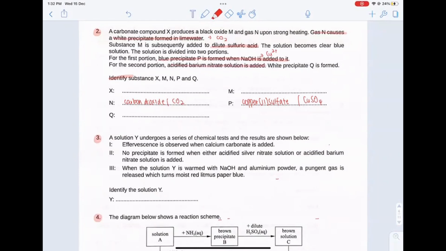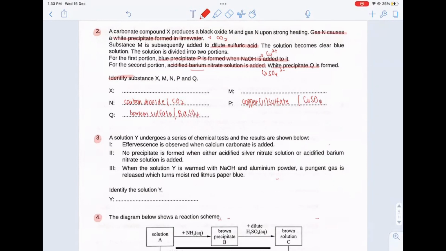For the second portion, acidified barium nitrate solution is added. White precipitate Q is formed. So this one is also rather obvious, that this tests for the presence of sulfate. So hence, for Q, we have barium sulfate because we added barium nitrate to something containing sulfate. So you can either spell out barium sulfate or BaSO4.